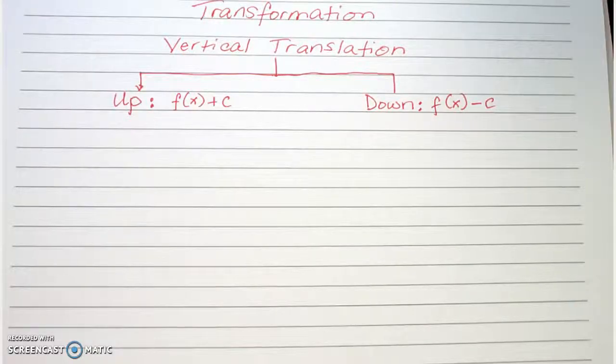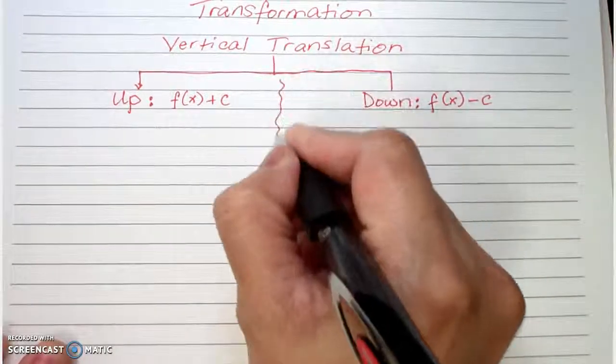The next type of transformation that I'm going to discuss with you is the vertical translation. This is what we call the slide. It moves up when you add a number, and it moves down when you subtract a number. So let's give an example.